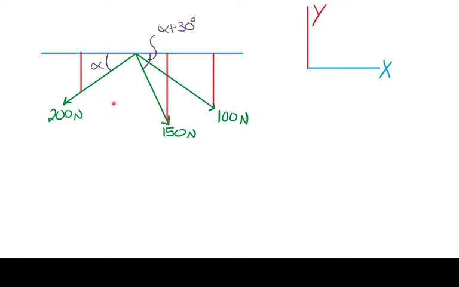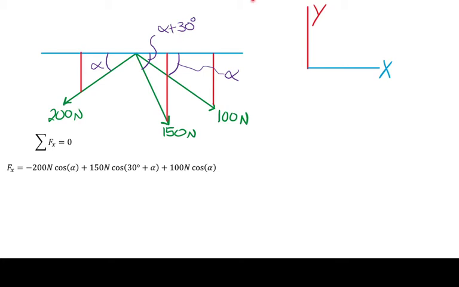And this is going to be alpha plus 30, because remember this one is alpha as well, and then it's going to be an additional 30 degrees, so we'll just add 30 there. And then this one here is alpha. So we'll sum our forces in the X direction. We'll make this our datum, so everything to the left is going to be negative. Everything to the right is going to be positive. That's where we get the negative 200 newtons times cosine alpha, plus, because we're going to the right, 150 newtons times the cosine of 30 degrees plus alpha, plus 100 times the cosine of alpha.